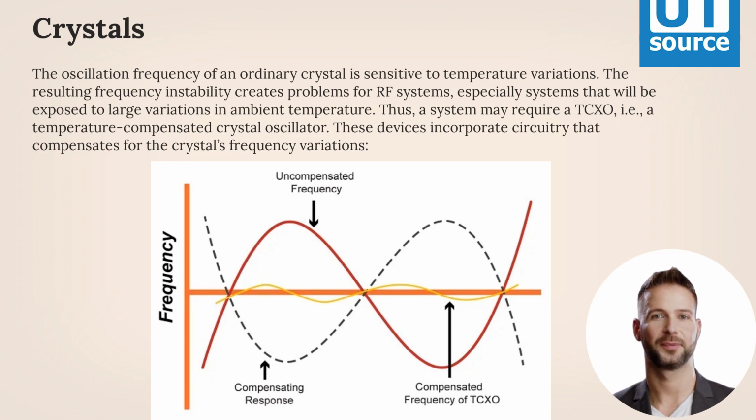also frequency stability. The oscillation frequency of an ordinary crystal is sensitive to temperature variations. The resulting frequency instability creates problems for RF systems, especially systems that will be exposed to large variations in ambient temperature. Thus, a system may require a TCXO, a temperature-compensated crystal oscillator. These devices incorporate circuitry that compensates for the crystal's frequency variations.